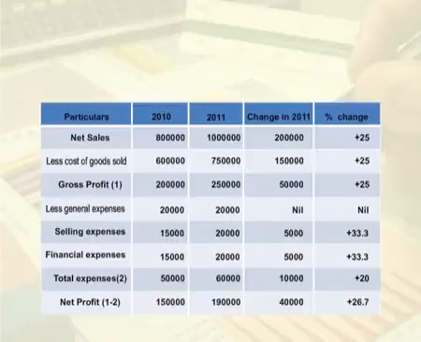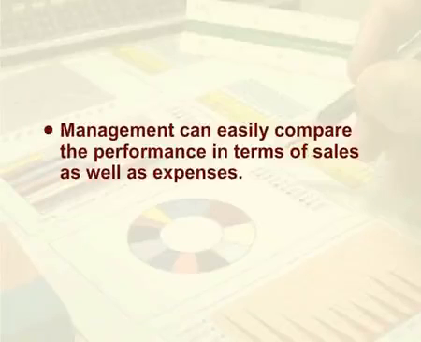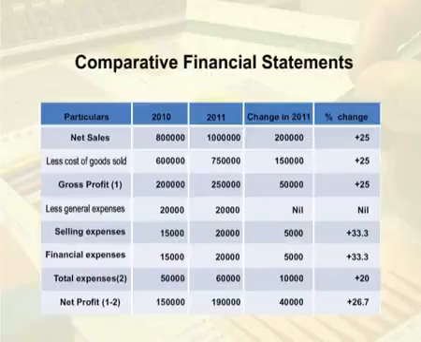Comparative income statement. So, what can we interpret from this comparative statement? One can easily compare the performance in terms of sales as well as expenses. The sales of 2011 have increased by rupees 2 lakhs, or in other words, there is an increase of 25% in sales of 2011 as compared to 2010.